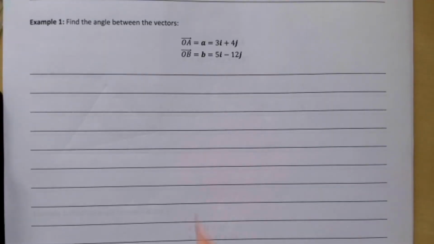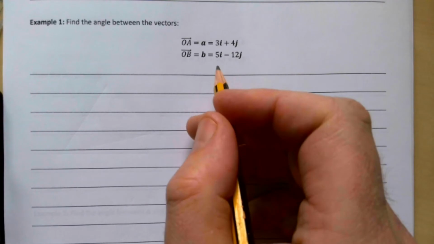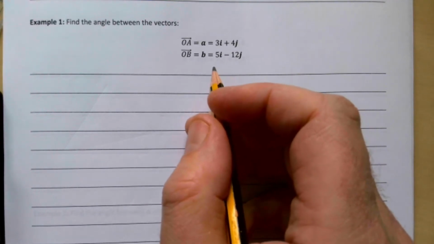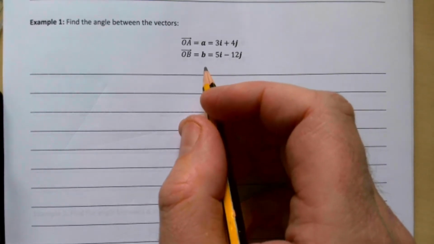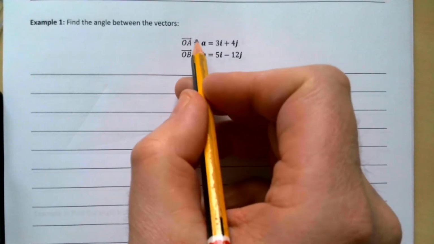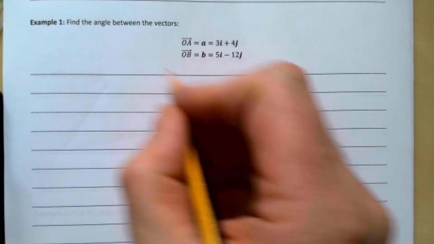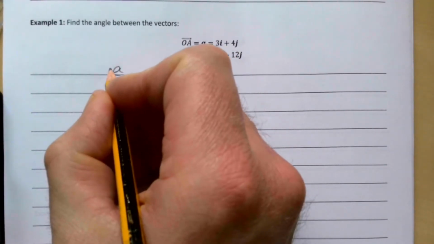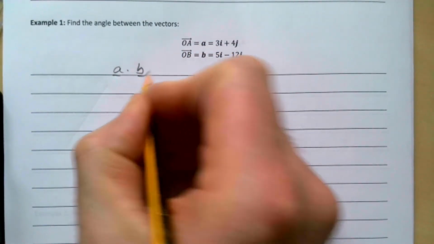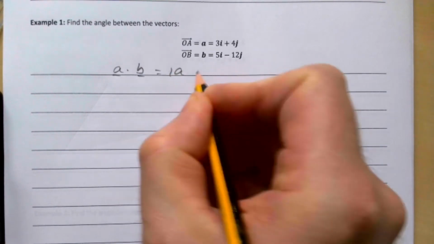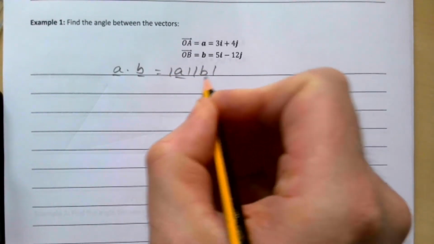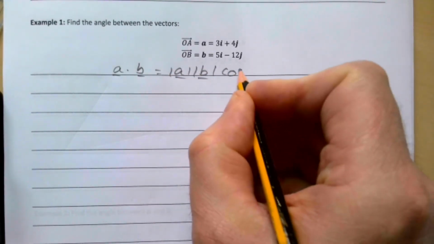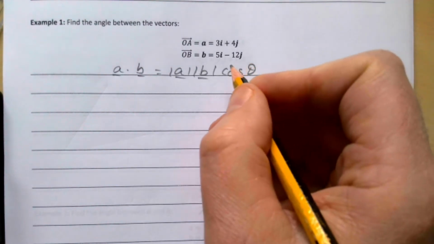This is really a better example. Whenever you see it with actual numbers, it will make a wee bit more sense. So what are we going to have to do? We're going to try and find the angle between the two vectors. So our formula for a dot product is A dot B equals magnitude of A times magnitude of B cos theta.